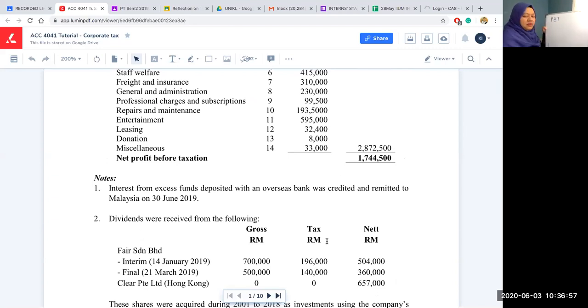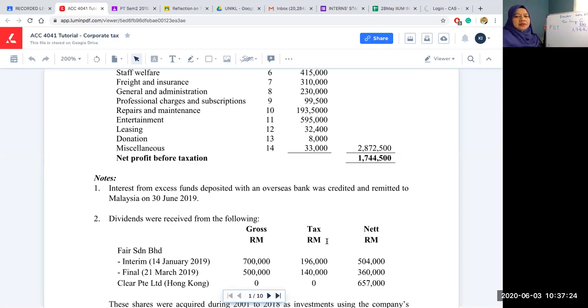Okay, now remember, you must have the name of the company, Factor Sembilan Berhad, tax computation for YA 2019. So starting from profit before tax, put in full 1,744,500. And this one is in RM.